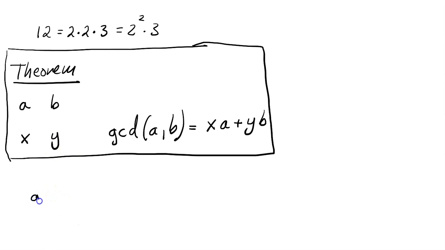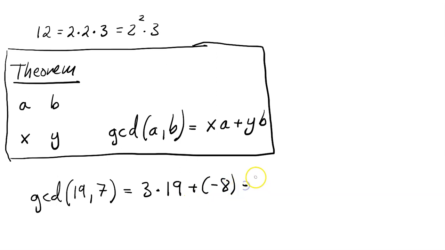Let me just take an example. So let's say we have the greatest common divisor of 19 and 7. So a and b is 19 and 7. Then we can find x and y. And those are, we can write the greatest common divisor like this: 3 times 19 plus minus 8 times 7. Okay, so we can find numbers x and y. In this case, those numbers are 3 and minus 8. So this just illustrates how it works.